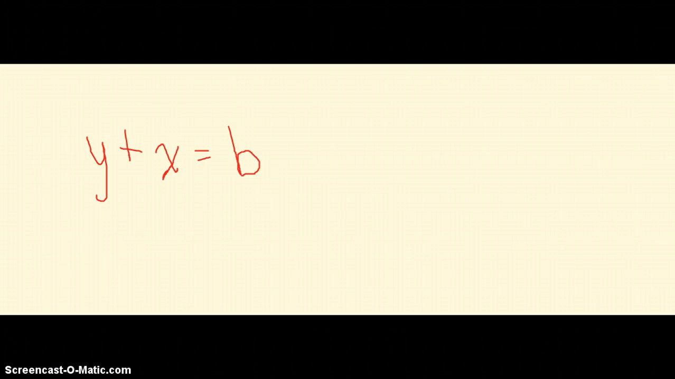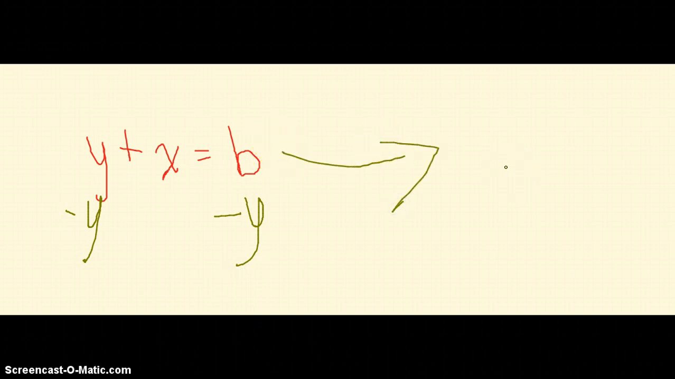Let's look at an example for addition. y plus x is equal to b. Now, if I subtract y from both sides, I will now have a new equation that states x is equal to b minus y. So I have two equations that are actually equivalent to one another.